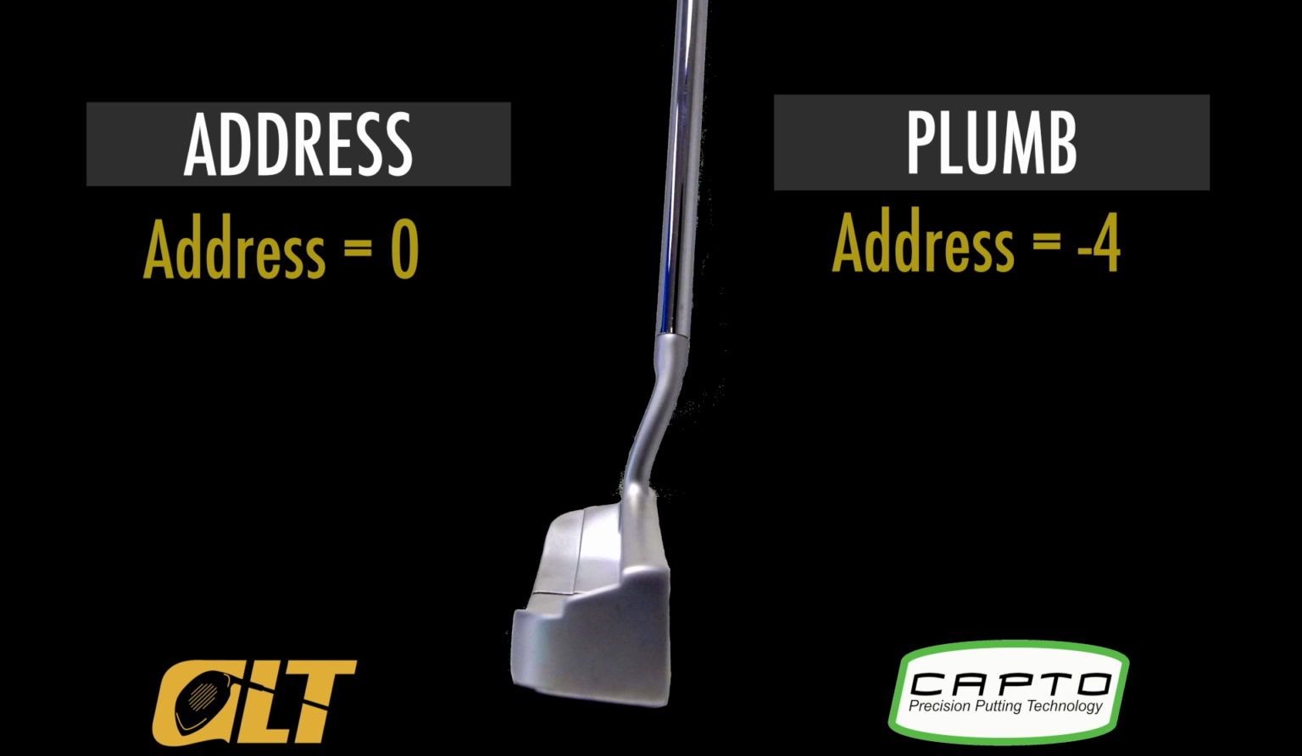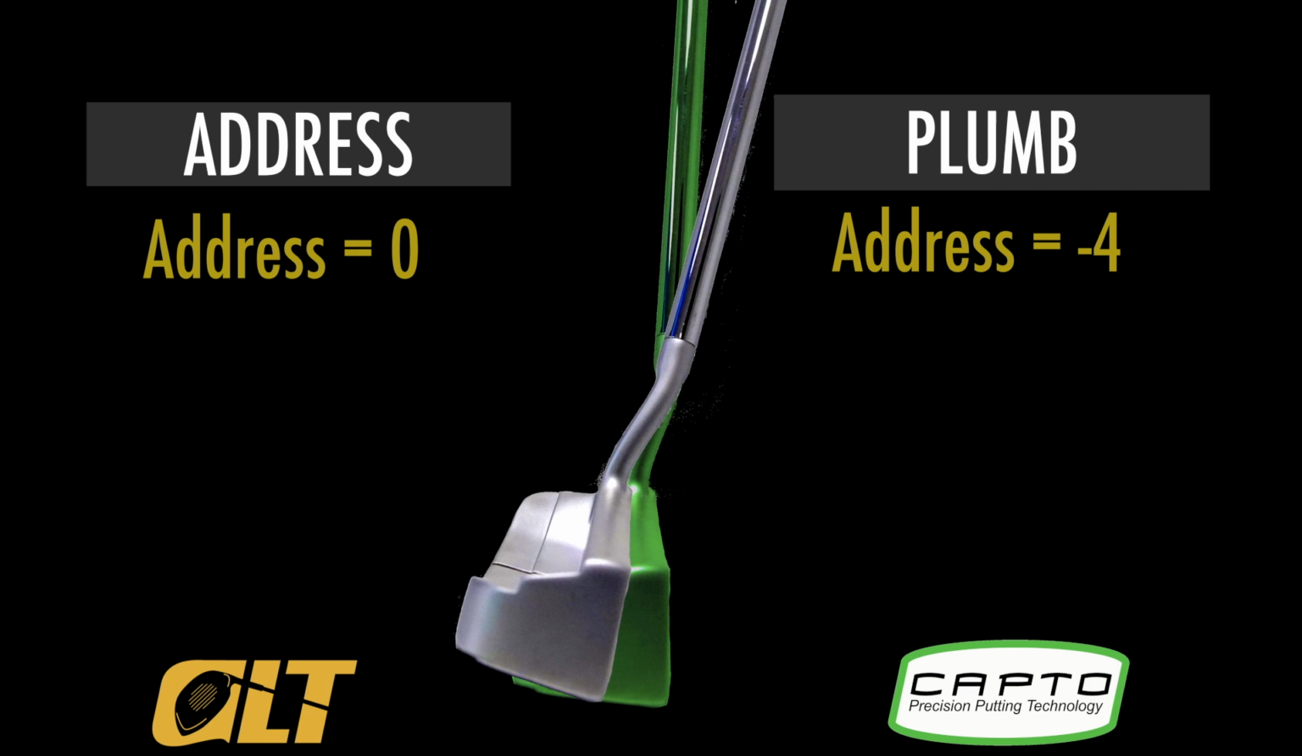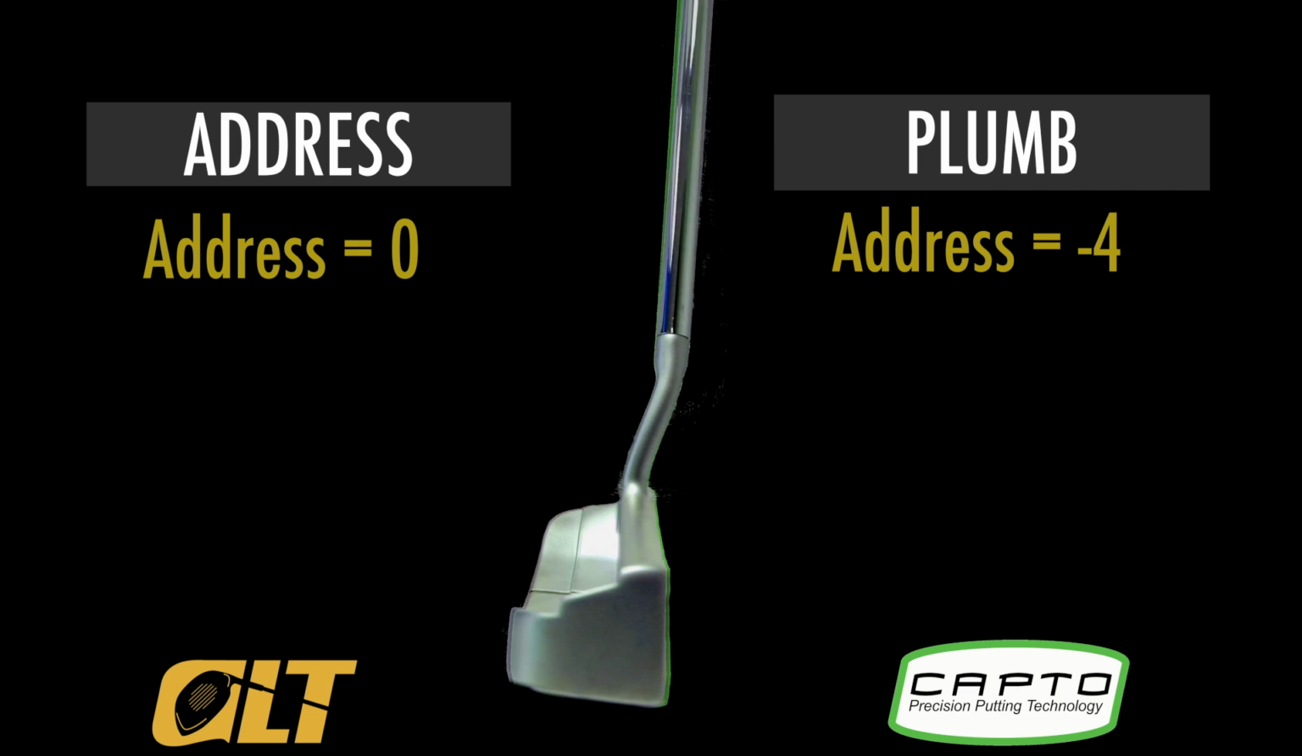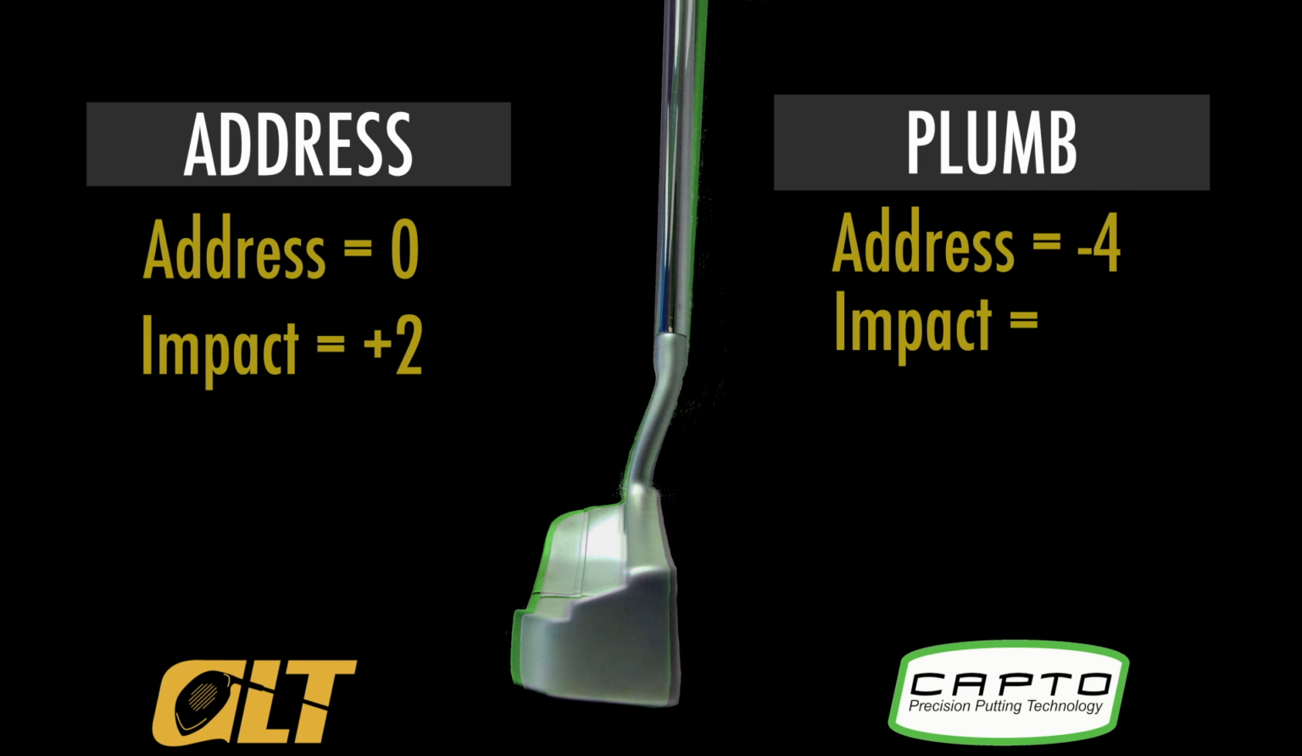So in this example here, the player is starting with 4 degrees of forward shaft lean. So in the address mode, it's going to use this to compare the impact conditions to. This is now the baseline, this is the 0. So as the player makes the stroke, the green represents where they started, the silver is where they finished at impact. So in the address mode, that would show us that they have had a change of plus 2 degrees add loft. So in the Plumb, this would mean that the player has now gone from 4 degrees of de-loft at address to 2 degrees of de-loft at impact.